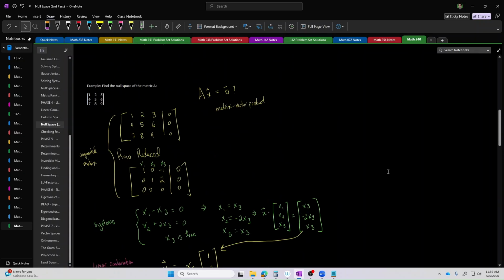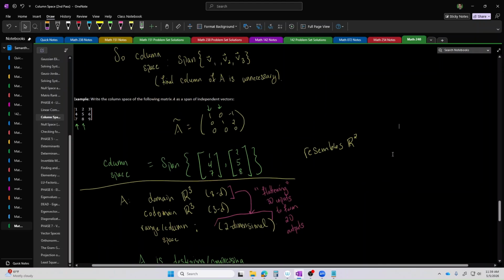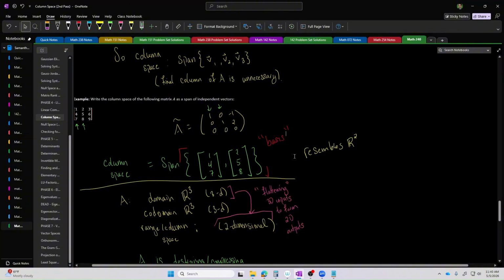Back in our lesson on null space, we found the null space expressed as a span of a set of vectors. This set of vectors that spans the null space is what we call a basis for that null space. Same thing is true in the column space lesson. We express the column space as a span of a set of vectors, and this set of vectors would be called the basis for the vector space, and so on and so forth. Basis is a set of independent vectors that spans your vector space.